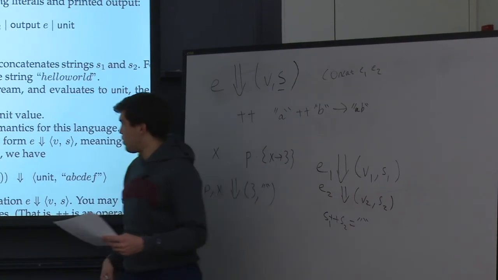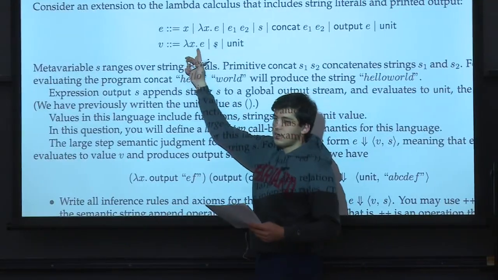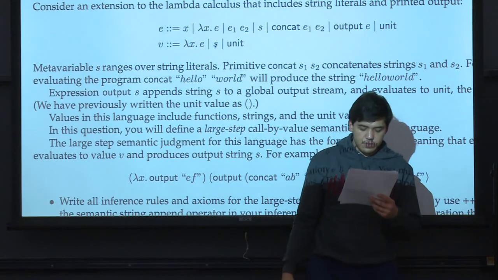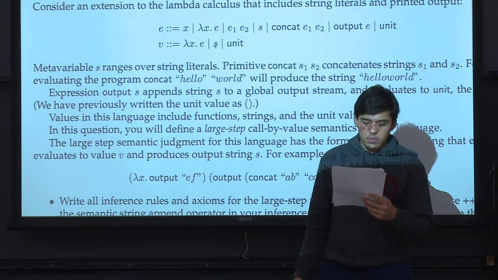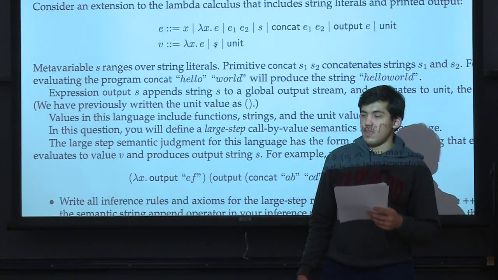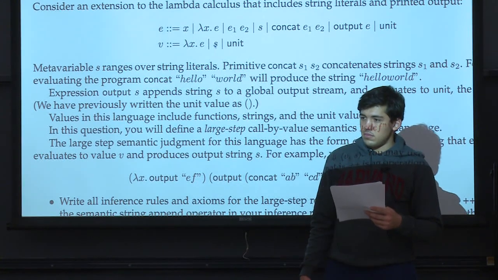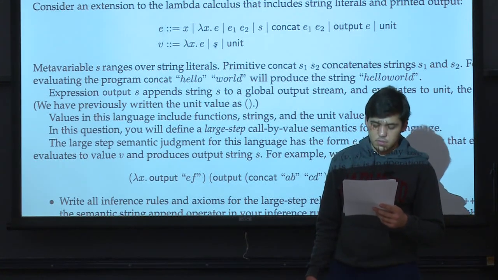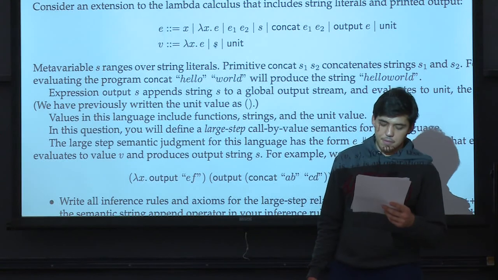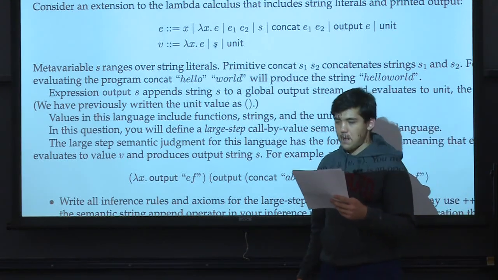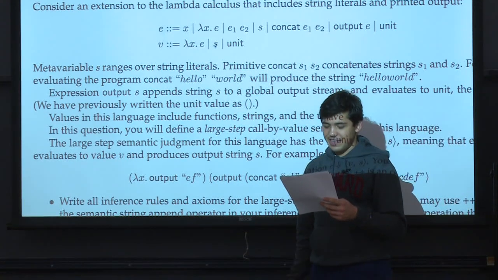If V1 is an abstraction like this... Yeah, because right now, tentatively, in the inference rule at the bottom, I say that concat E1 E2 should step to V1 plus V2, S1 plus S2. But that would only work if V1 and V2 are strings. Exactly. So do we need to specify that, and if so, how?